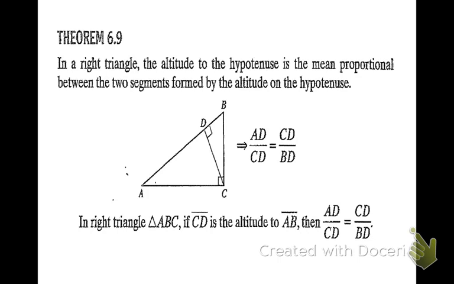We're taking the two smaller triangles. We've got AD, which is the long leg of the medium-sized triangle. The long leg is to CD, its short leg, as CD, the long leg of the small triangle, is to the short leg of the small triangle. So that's how I'm setting my proportion. But you don't need to really worry about that if you use what I call the T method to solve.